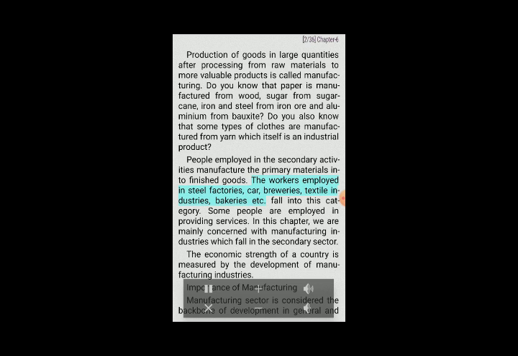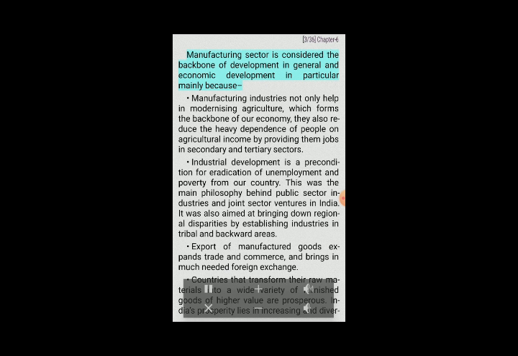The workers employed in steel factories, car, breweries, textile industries, bakeries, etc. fall into this category. Some people are employed in providing services. In this chapter, we are mainly concerned with manufacturing industries which fall in the secondary sector. The economic strength of a country is measured by the development of manufacturing industries.